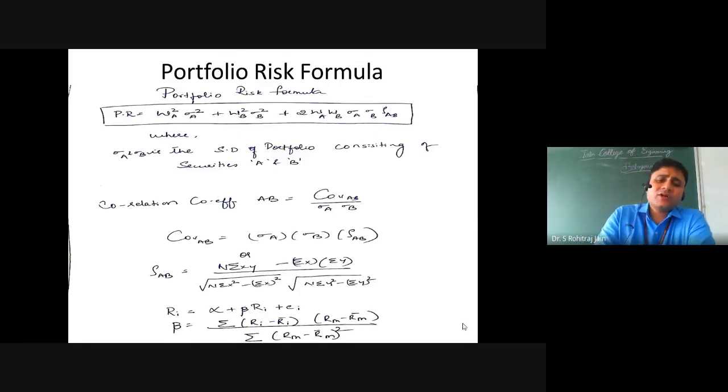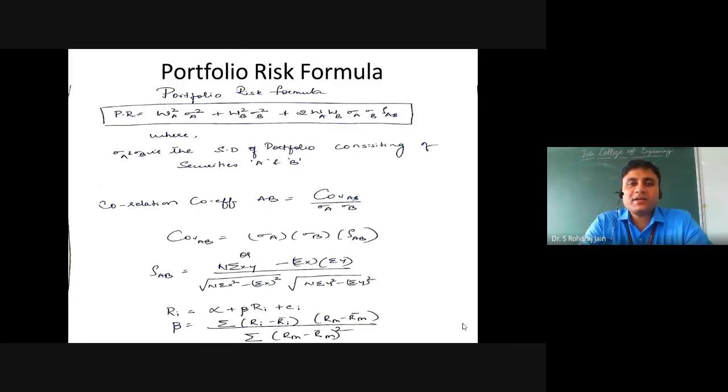So just now we have solved one more problem where we have used beta. Beta can also be calculated using this formula, that is summation of Ri minus Ri bar into Rm minus Rm bar, whole divided by summation of Rm minus Rm bar whole square. So this will be the last set of formulas in this particular unit. I will repeat once again, students.